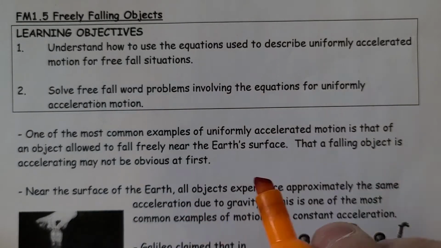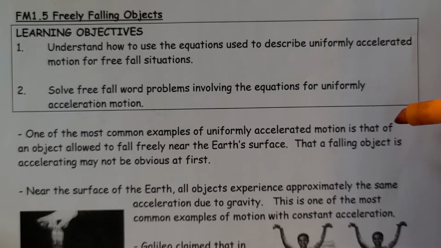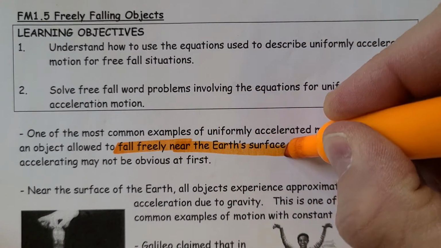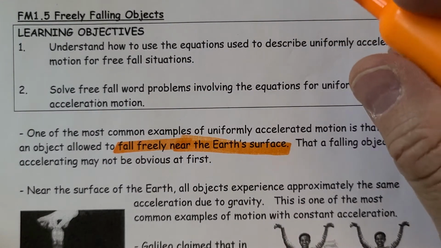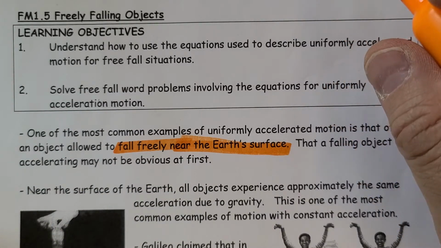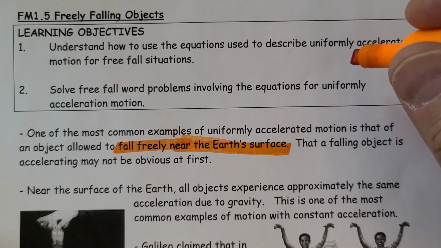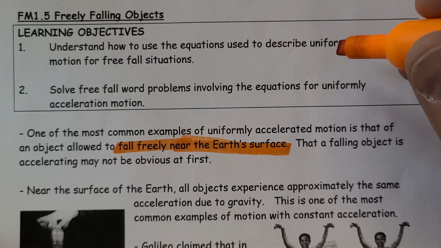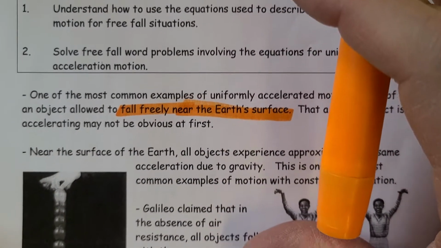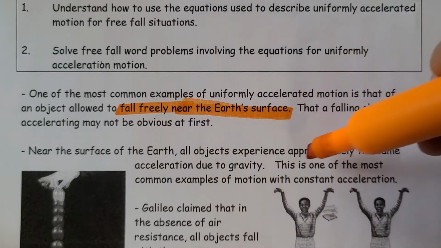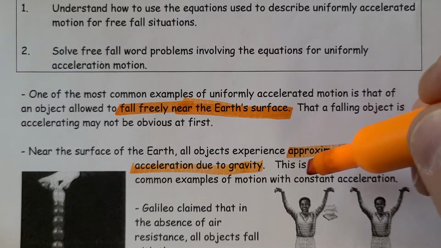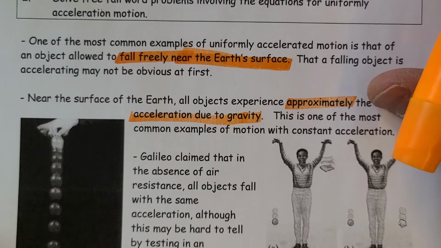So one of the most common examples of uniformly accelerated motion is that of an object that's allowed to fall freely near the Earth's surface. Now, of course, the gravitational acceleration varies depending upon how high you are off the ground. So we're assuming that we're near the Earth's surface and that, for all intents and purposes, it is constant. That a falling body is accelerating may not be obvious at first. Near the surface of the Earth, all objects experience approximately the same acceleration due to gravity. This is one of the most common examples of motion with constant acceleration.